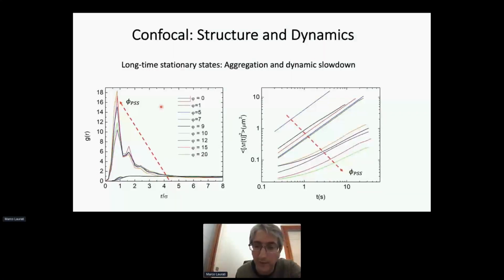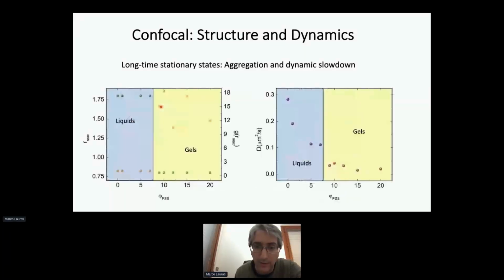So far, let's say something expected, and it can be seen also by looking at the evolution of the height of the peak of the pair distribution function, or the position of the peak, with a very clear transition, and also in the effective diffusion coefficient as a function of the PSS concentration. So we can distinguish clearly between sort of liquid states and aggregate gel states in the system.